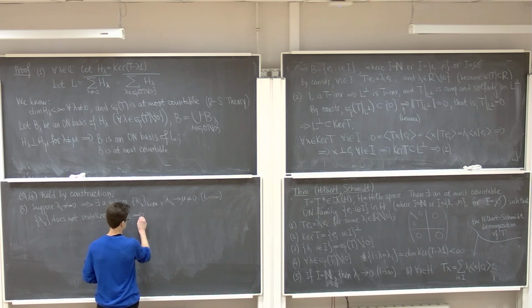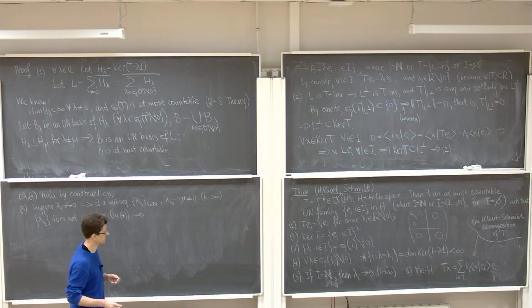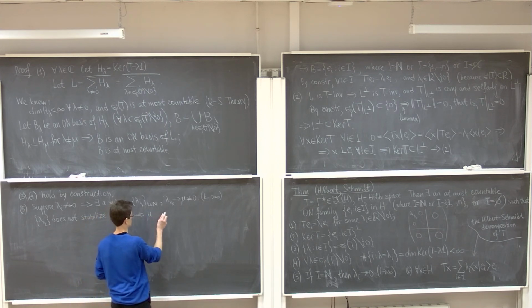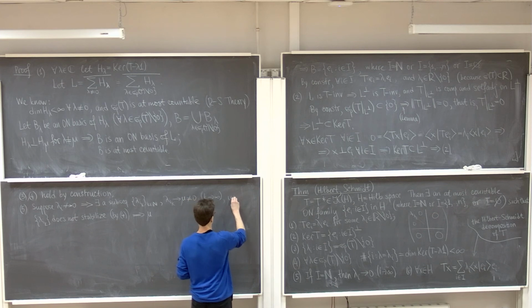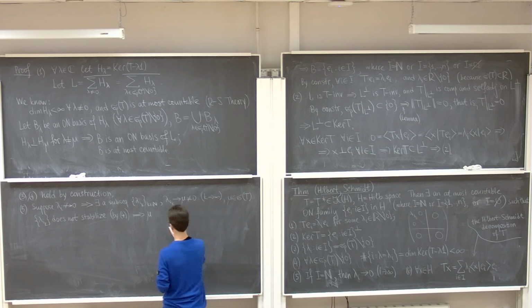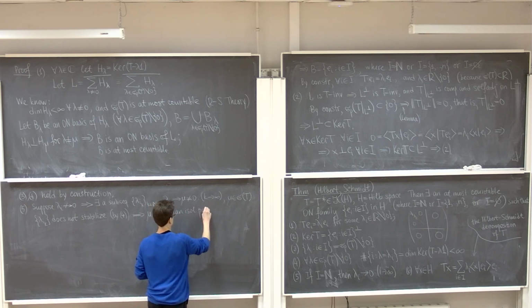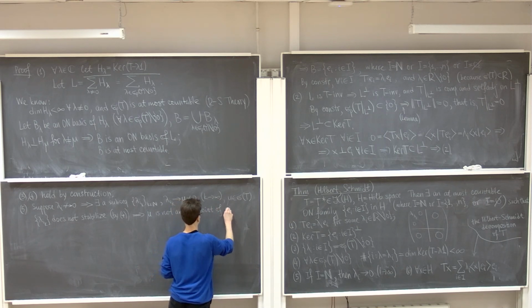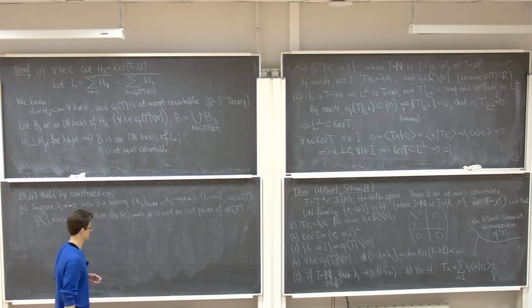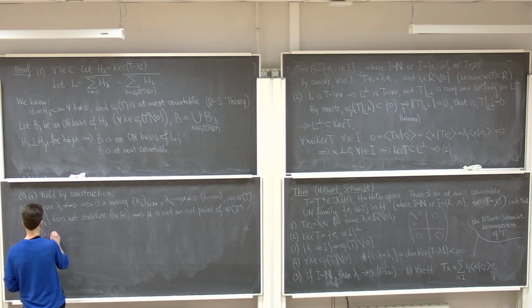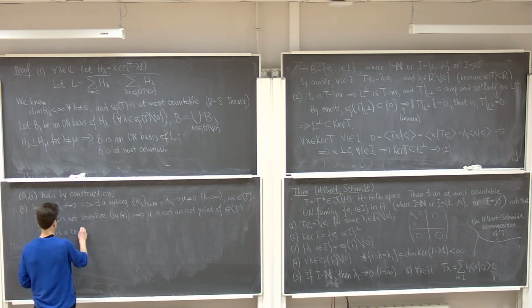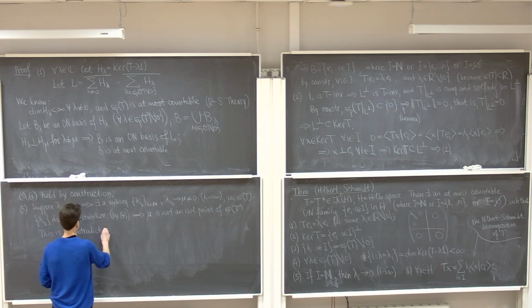But this implies that mu is not an isolated point of the spectrum. So mu is in the spectrum because the spectrum is closed. But now we see that mu is not an isolated point. It's a limit point of the spectrum. This is a contradiction because we know that each non-zero point of the spectrum of a compact operator is an isolated point. So this is a contradiction with the Riesz-Schauder theory.